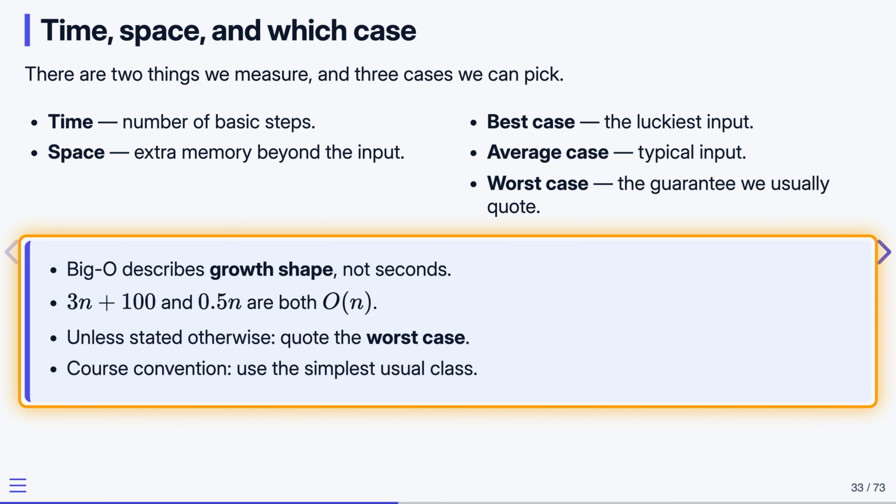So keep these points close. Big O describes the shape of growth, not seconds on a clock. 3n plus 100 and half of n are both big O of n because they grow the same way. Unless we say otherwise, we quote the worst case, and we use the simplest usual class.